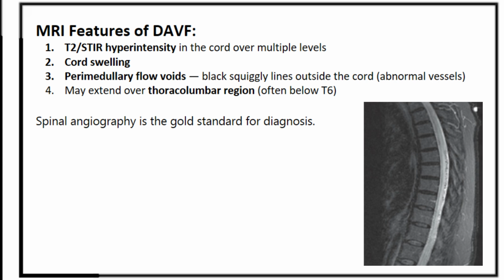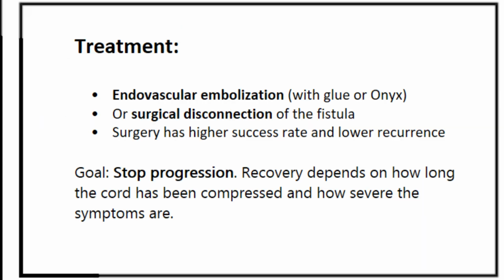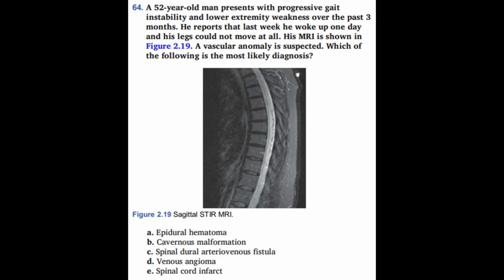What is the gold standard diagnosis for DAVF? Spinal angiography is the gold standard for diagnosis. The big question is, how do we treat? We treat by doing something we call endovascular embolization, or you could just surgically disconnect the fistula. Now, surgery has the highest success rate and the lowest rate of recurrence. The goal is to stop progression, and recovery actually depends on how long the cord has been compressed and how severe the symptoms are. These are differentials to rule out.